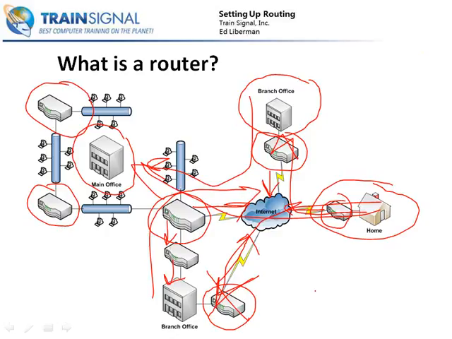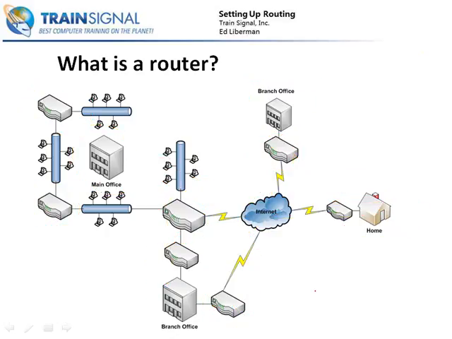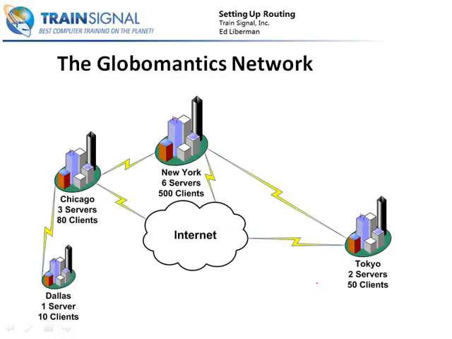Whew, that's a mess. Let's clear that out of there. This is what a very typical corporate network would look like, with main offices, branch offices, and remote users. So let's take a look at the global Mantix network and see where we need some routers. Let's take a look at each city one at a time and see where routers are needed.